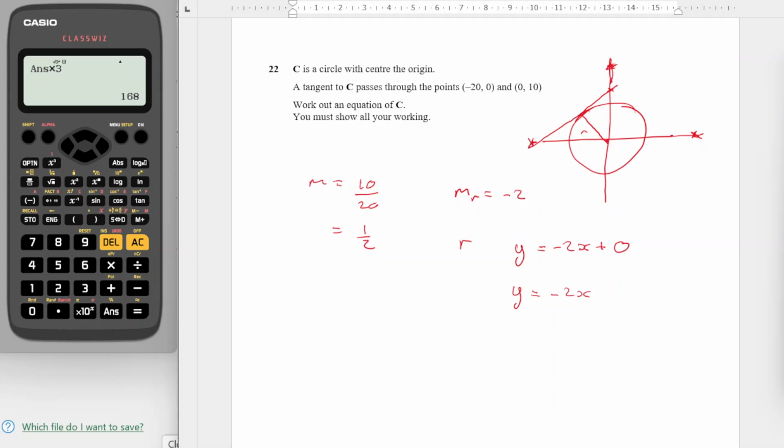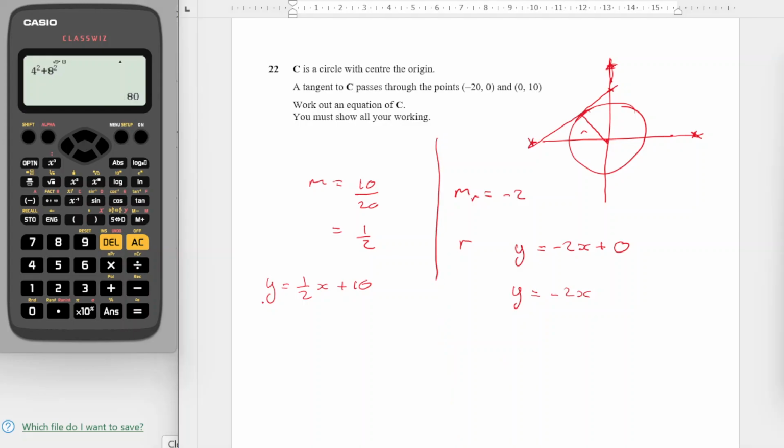And I'm going to go a little bit further. So if I come back to the equation of my tangent, that is going to be y equals a half x, and then the intercept on the y-axis we're given, plus 10. And I can actually put these two equations equal to each other and work out the x value and the y value. Yeah, I'm going to do that.